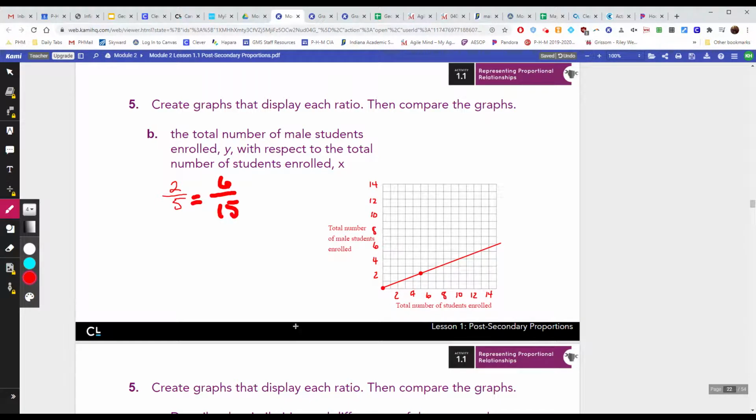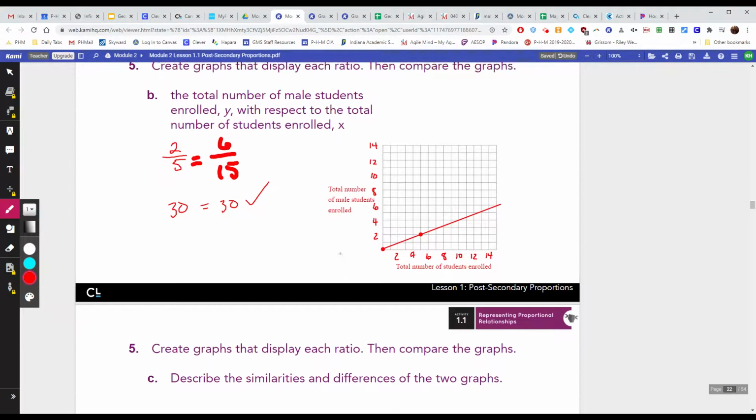That means these things have to be equal. We could quickly check that just by doing cross products. 2 times 15 is 30. 5 times 6 is 30. Those things are equal. That works. So that line represents number of male students with respect to the total number of students. So now let's compare them.